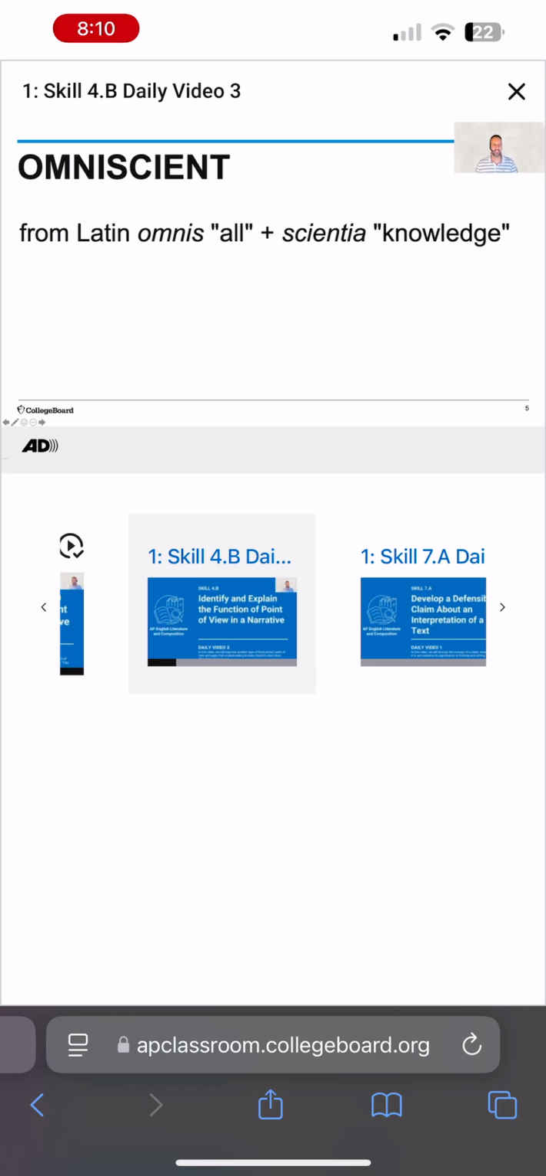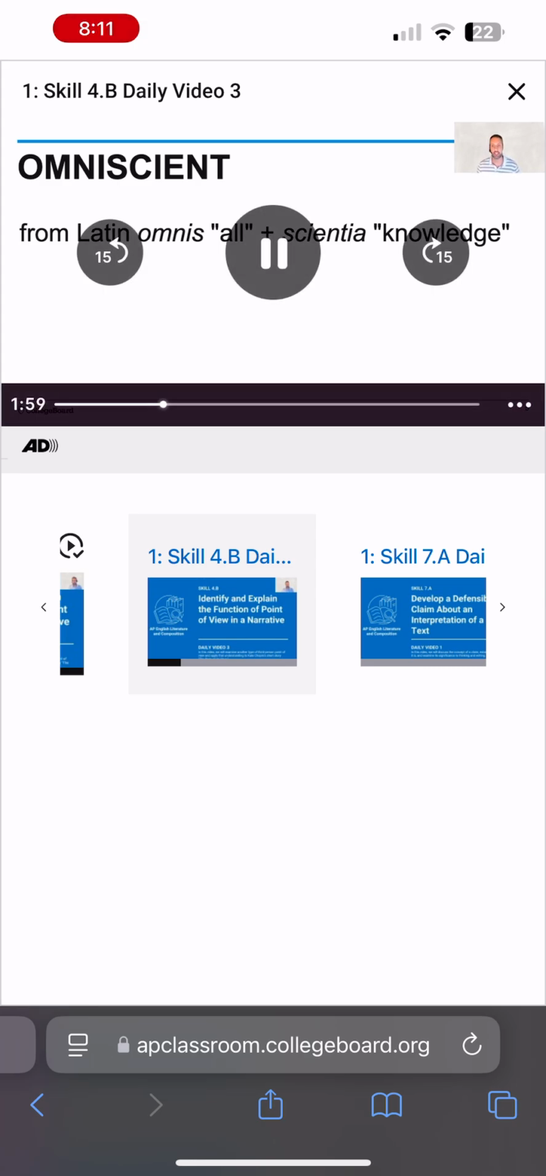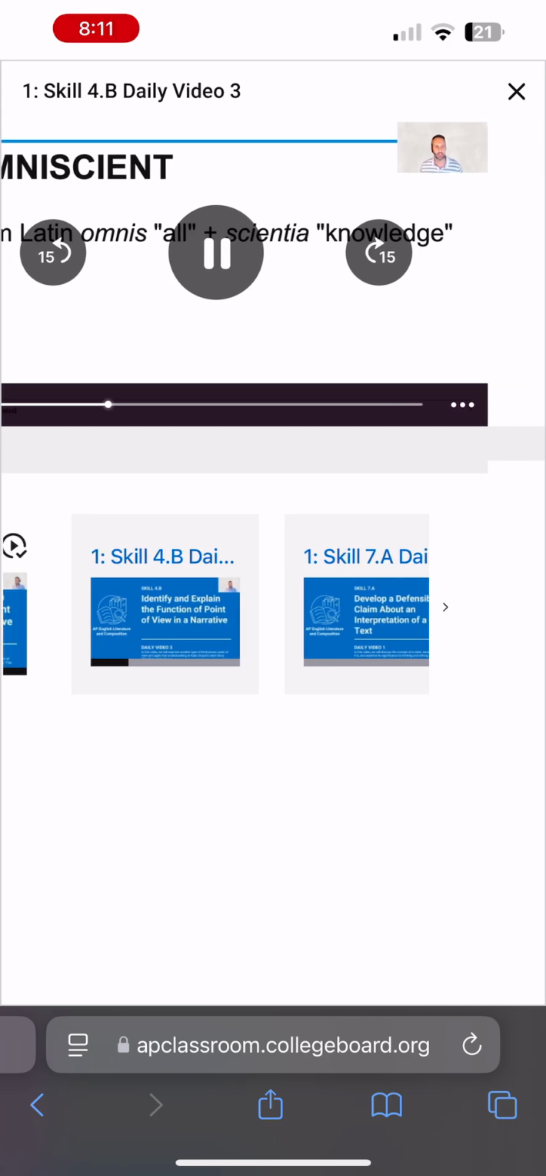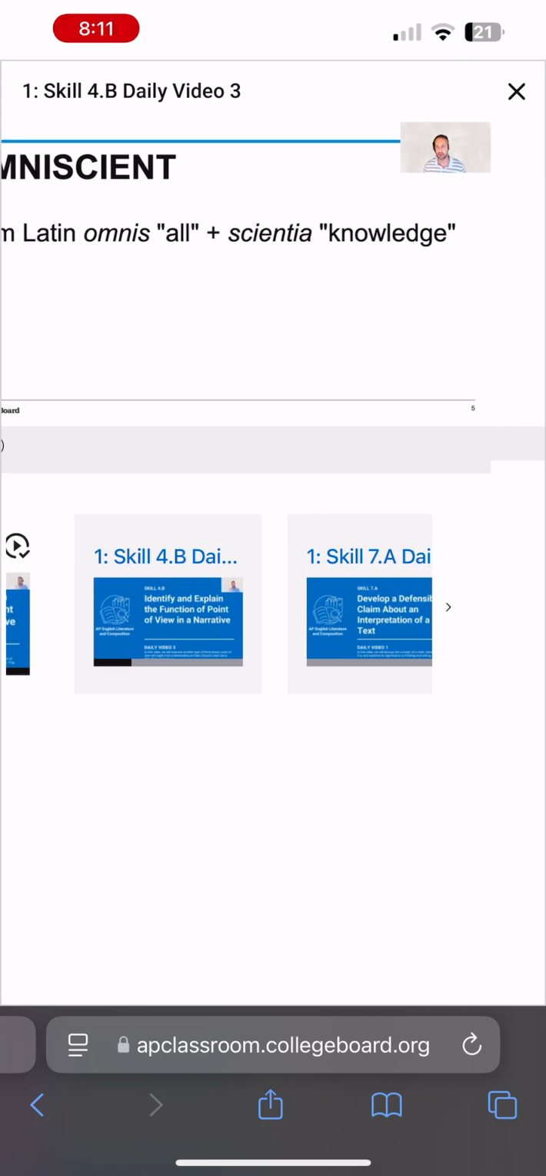I use this example because it comes from Latin, and it's one of those things that, almost like PEMDAS, has stayed with me since middle school. My middle school English teacher talked about how omniscient comes from the Latin: omni means all, and where we get the word science, the root word comes from Latin, scientia, that means knowledge. So, of course, omniscient means all-knowing. Hopefully that stays with you too.